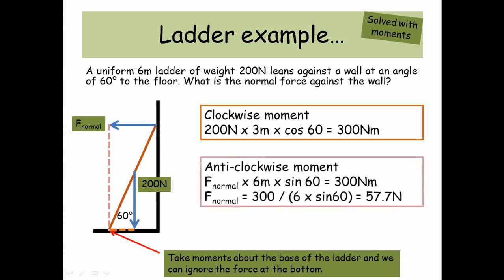And then going anti-clockwise, for the normal force this time we're going to use the whole length of the ladder, which is 6 meters, times sine 60, because it's the opposite to the hypotenuse. And we know that that is equal to 300 newton meters because it has to balance with the clockwise moment. So we just need to rearrange now, and then we find that our normal force is equal to 57.7 newtons.